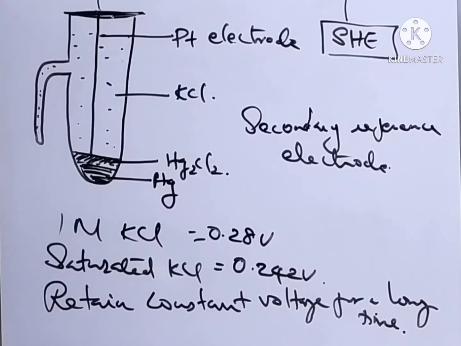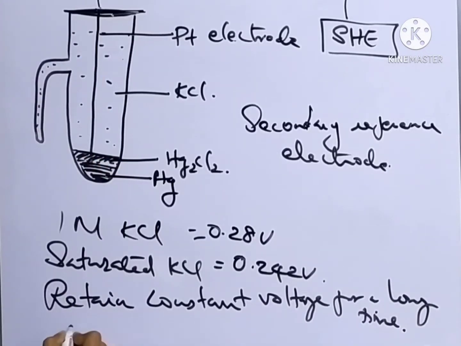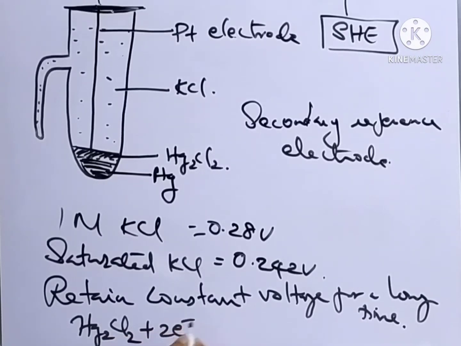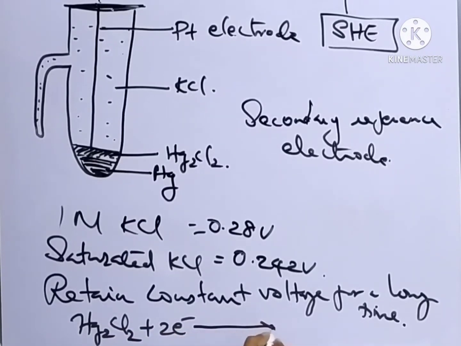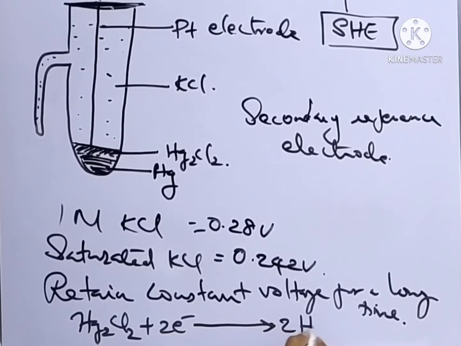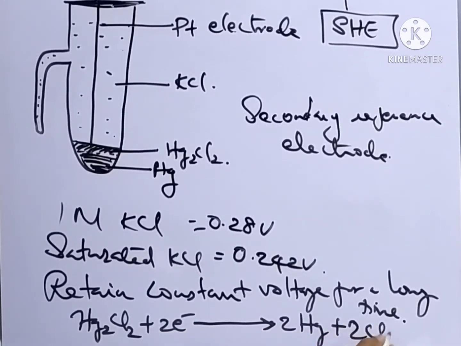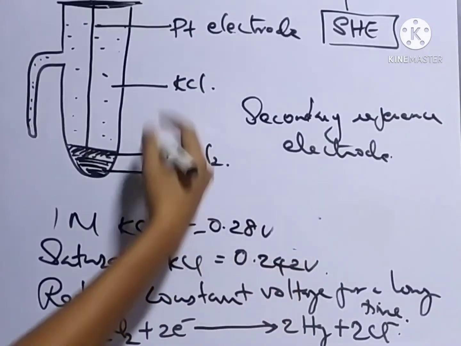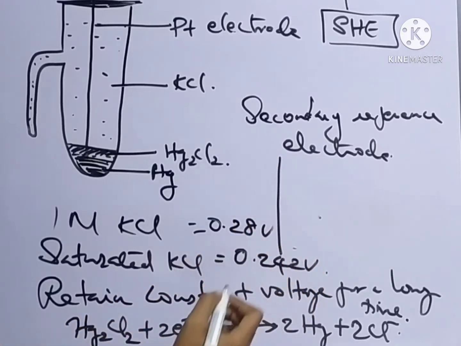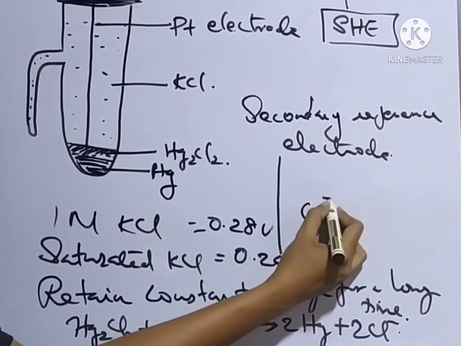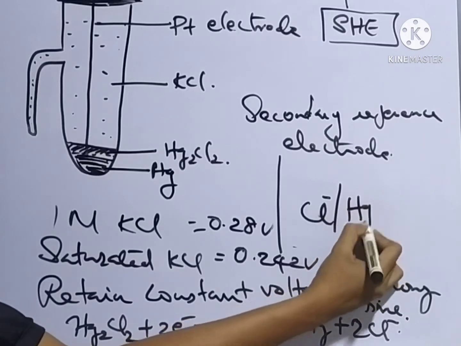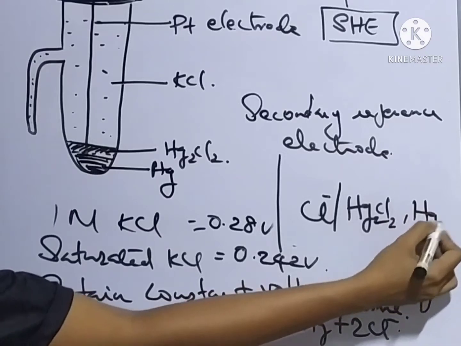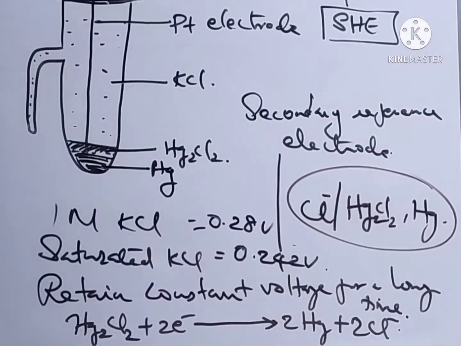Then the reaction of the calomel electrode will be like this. Hg2Cl2 is reduced, that is, gains 2 electrons and converts to 2Hg plus 2Cl minus. So this is the basic reaction of the calomel electrode. The calomel electrode can be represented like this: Cl minus, Hg2Cl2, Hg. So this is the cell representation of the calomel electrode.